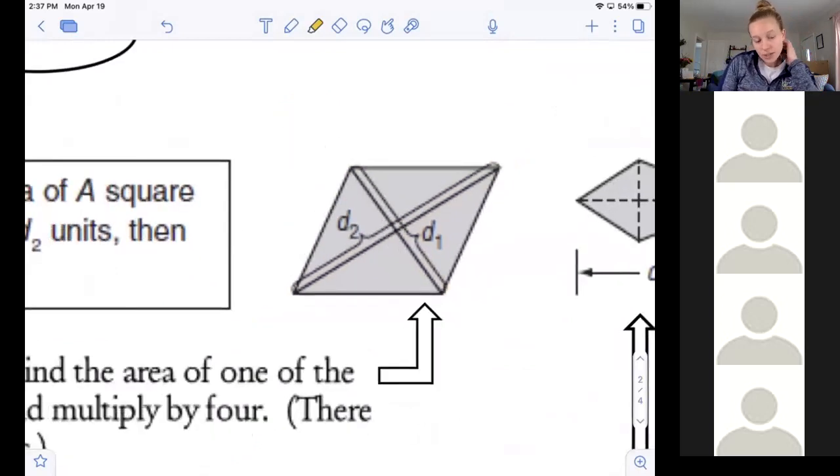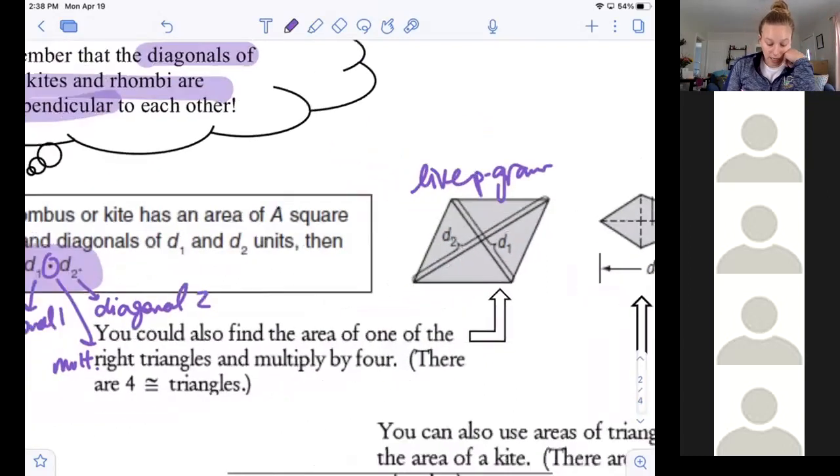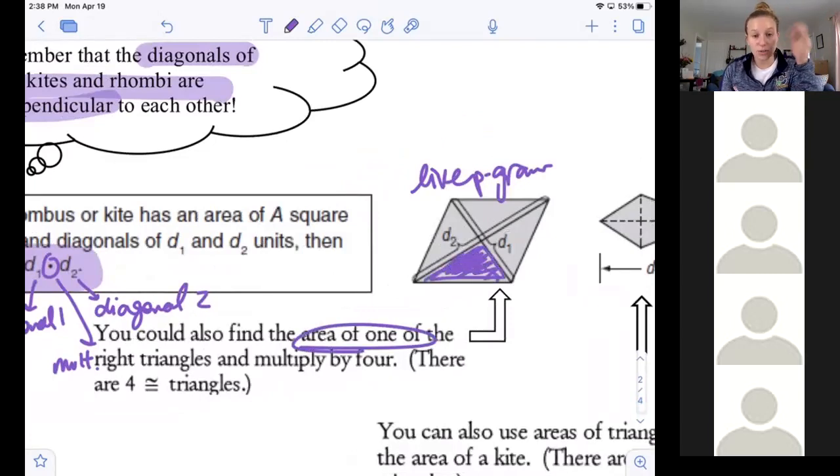You also don't have to use this. You can treat a rhombus like a parallelogram because it is a parallelogram. Oh, I'm sorry, that's so messy, but that says p-gram. You can treat it like a parallelogram, or you can even find the area of one of the little right triangles. So this is a right triangle. And if you found the area of this triangle, it's congruent to all the other ones, so you just multiply that by 4. So that's a possibility that you can use. You don't have to use the formula I give you.